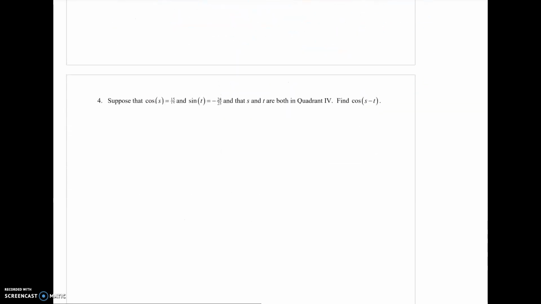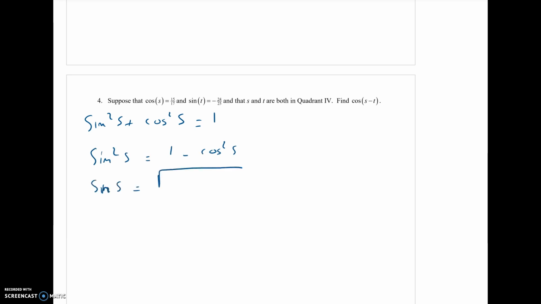Now, in this last example, suppose that you have cosine S and sine T, and S and T are both in quadrant 4. Find cosine of S minus T. First of all, you need to realize that sine squared S plus cosine squared S equals 1. Therefore, sine squared S equals 1 minus cosine squared S, and so sine S equals plus or minus the square root of 1 minus cosine squared S.